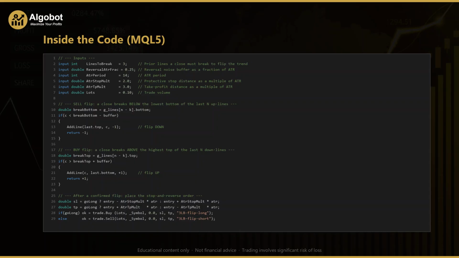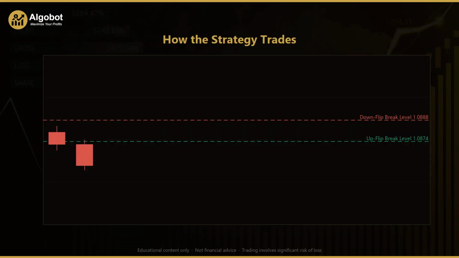That's the whole engine. A compact break rule feeding a stop and reverse order. It is intentionally lean and readable. Let's bring the logic to life on this illustration. Remember, this is a simplified educational sketch, not real market data. Across the chart, I've drawn two dashed horizontal lines that represent the three-line break levels the strategy watches. The lower green line is the upflip break level at 1.0874, and the upper red line is the downflip break level at 1.0888.